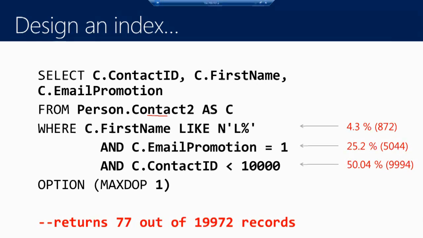And selectivity, the point the gentleman was trying to make here. If I run this workload only with first name like L%, only with this predicate, I'm going to get 872 records, which is approximately 4.3% selectivity of the entire table. If I run this workload only with email promotion equals 1, I'll get 25% of the table being returned. And if I run this workload only with contact ID less than 10,000, which is, we have a total of 19,000-odd records, we get 50% of the table. That's the selectivity factor of these 3 columns. Design an index for this workload.